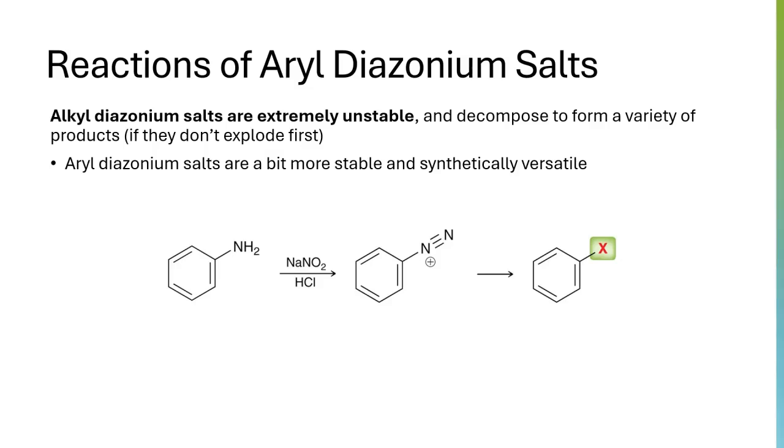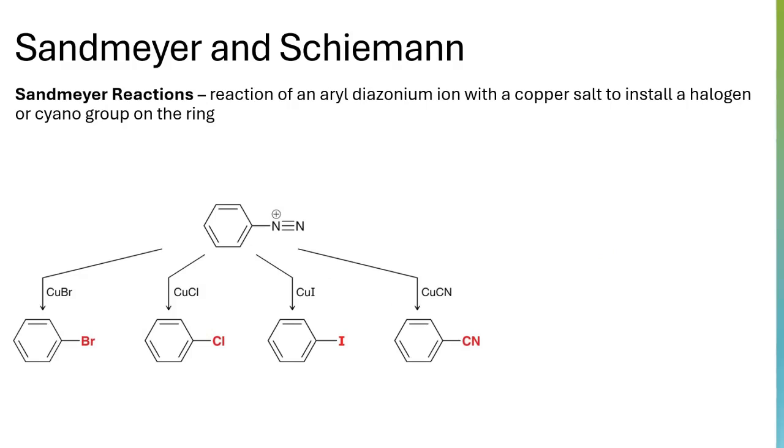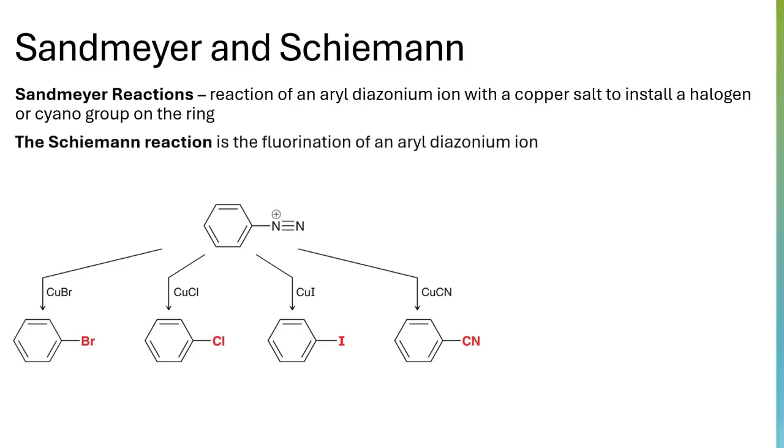Sandmeyer and Schiemann. These reactions have aryl diazonium ions reacting with copper salt to install a halogen or cyano group onto the ring. The Schiemann reaction is the fluorination of an aryl diazonium ion. A hydroxy group may also be added.